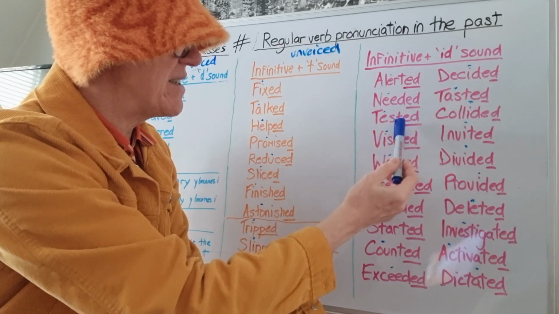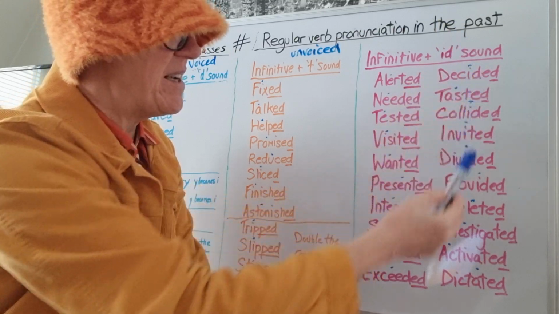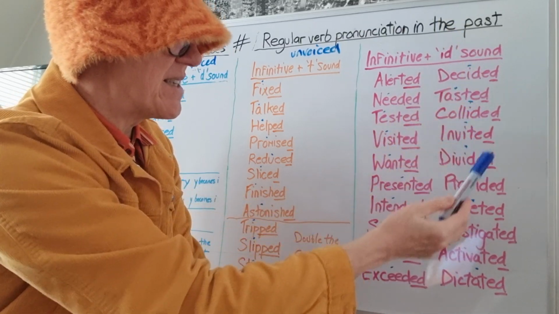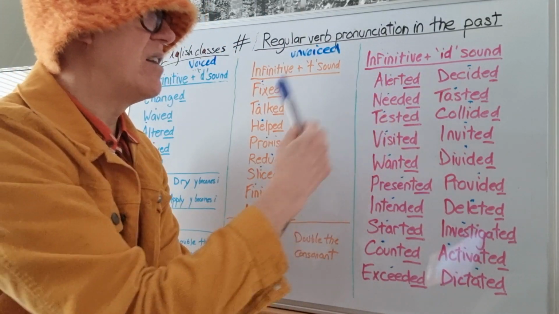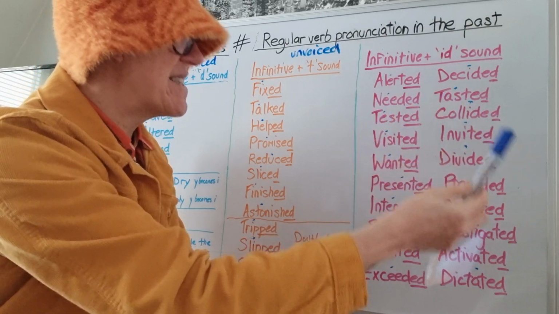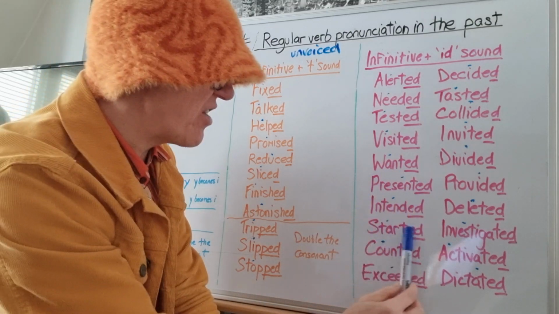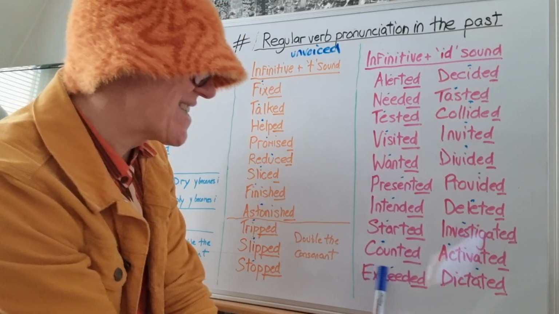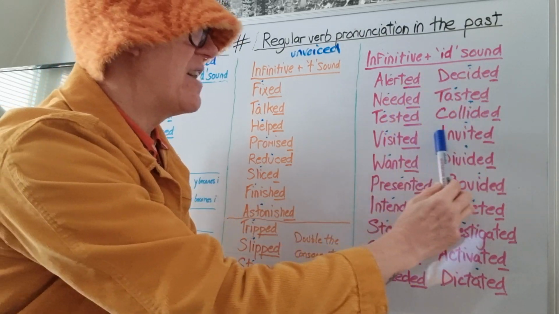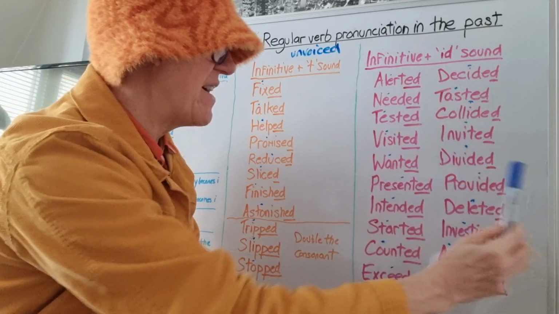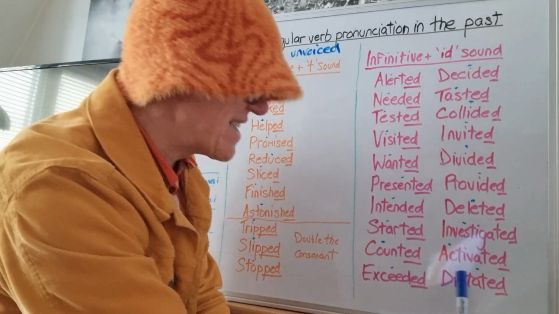Okay? T, D, T, T, T, T, D, T, T, D. Now they end with E here, but the last sound is D, T, D, T, D, D, T, T, T, T. Alerted. See the stress mark? Alerted, needed, tested, visited, wanted, presented, intended, started, counted, exceeded, decided, tasted, collided, invited, divided, provided, deleted, investigated, activated, dictated.